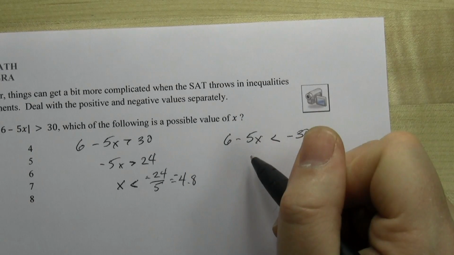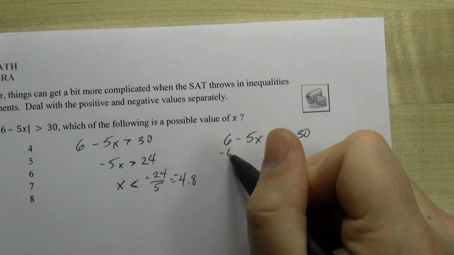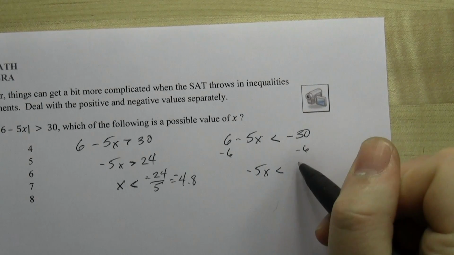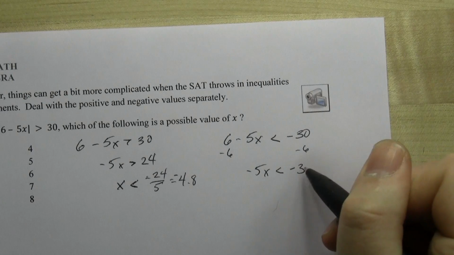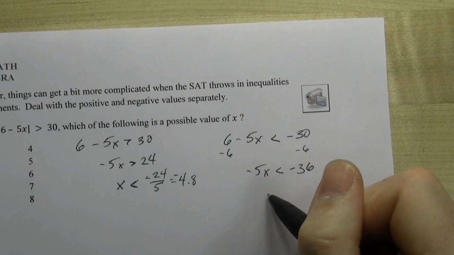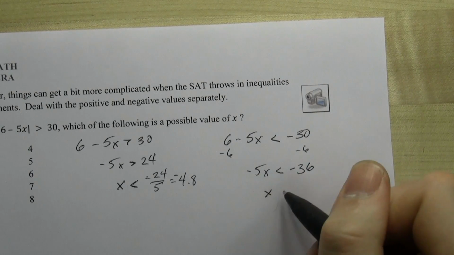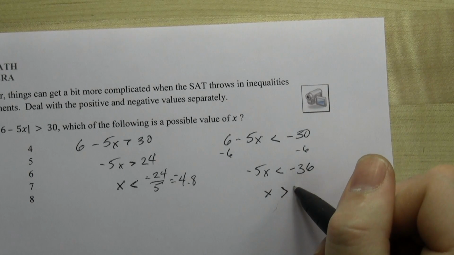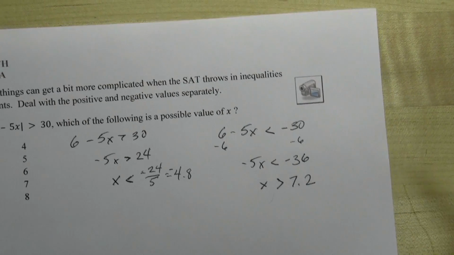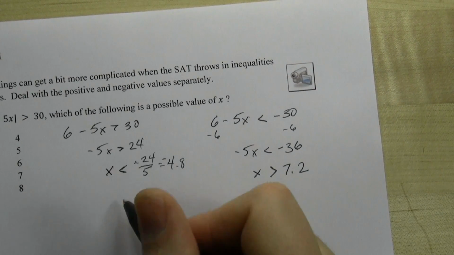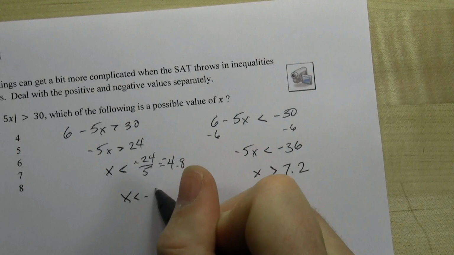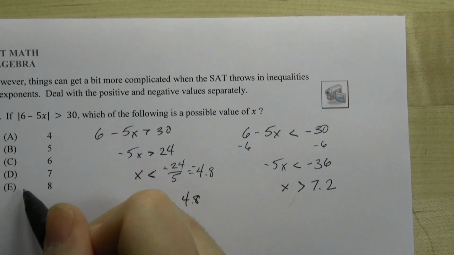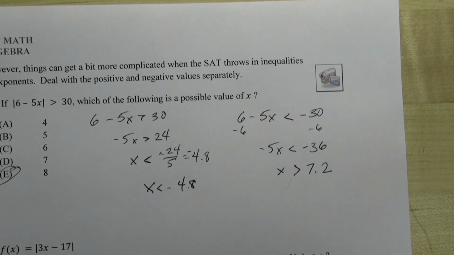And I solve for x the same way. So subtract 6 from both sides, get negative 5x is less than negative 36. We get x is greater than, let's see, 7.2. And if we look at our answer choices, we know that x is less than negative 4.8, that doesn't really help us with much. Then x is greater than 7.2. The only answer that works here is E, 8.